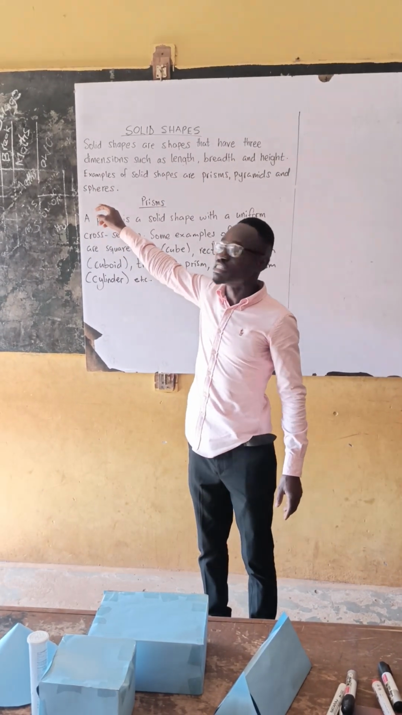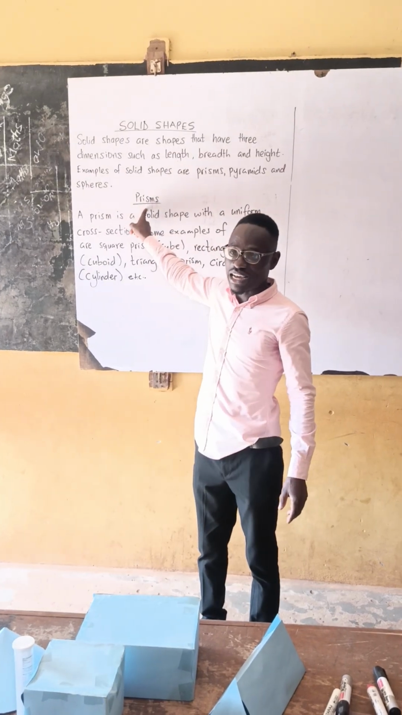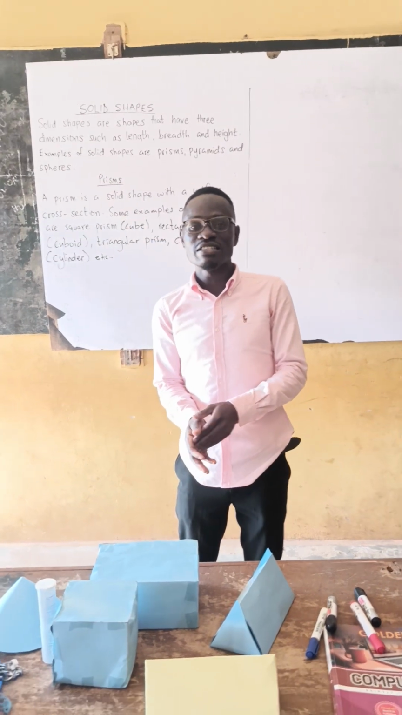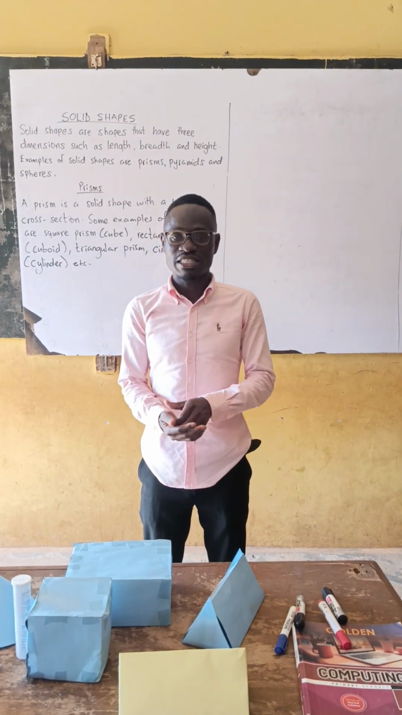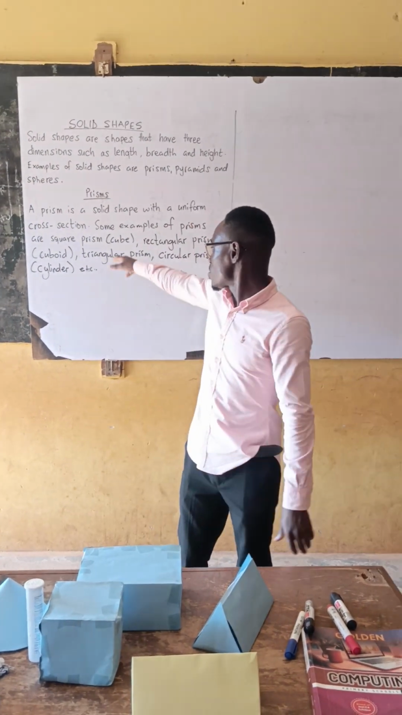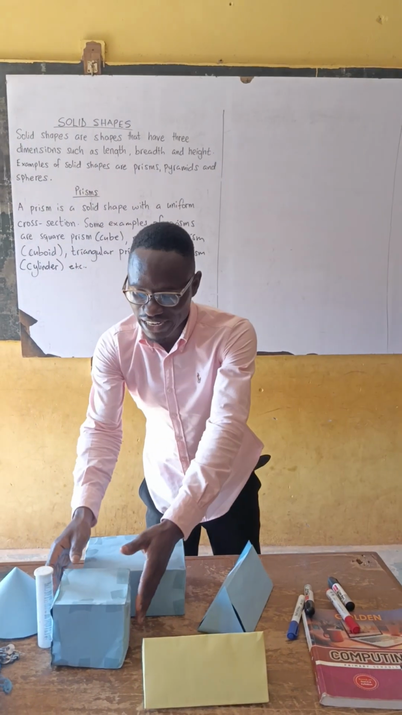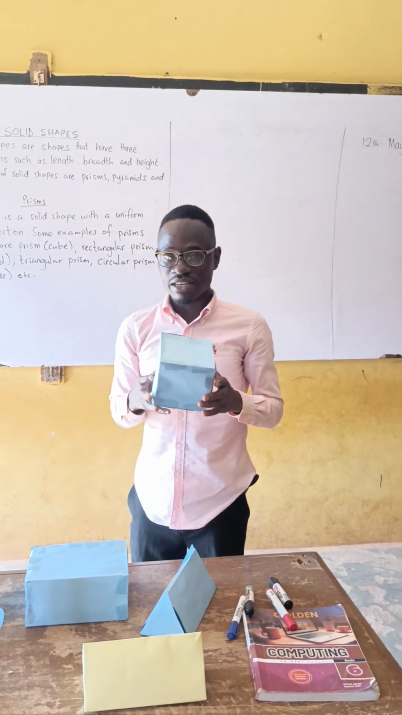This afternoon, we're going to deal with what we call prisms. And when we talk about prism, it's simply any solid shape that has a uniform cross section. And some examples of prisms are we have a square prism. You can clearly see that this is a prism.